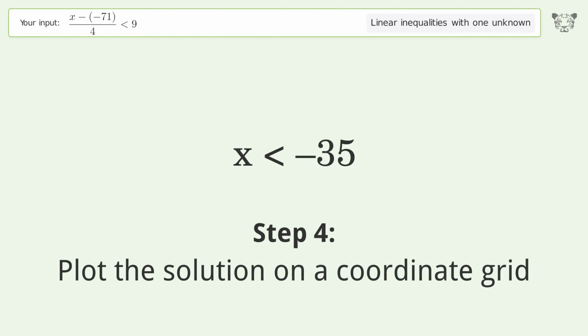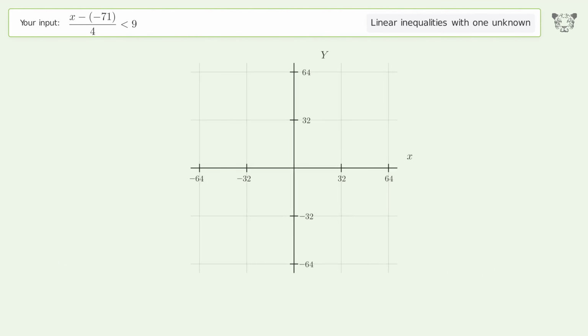Plot the solution on a coordinate grid. And so the final result is x smaller than -35.